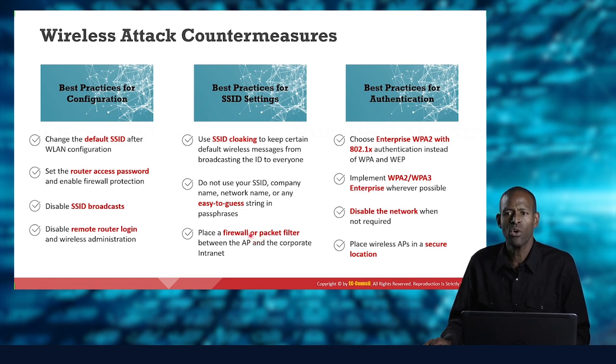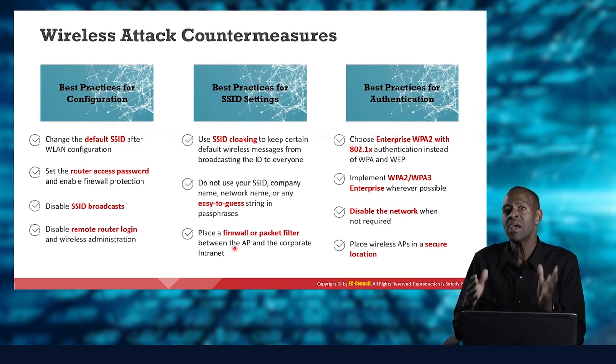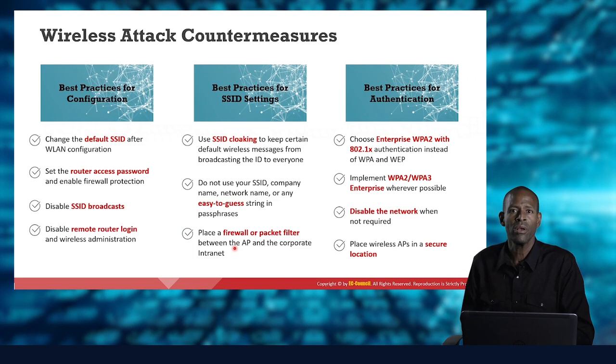And for your pre-shared key, make sure it's a passphrase, a nice long passphrase. That is, if someone captures the hashes for your Wi-Fi access point, they'll have a very difficult time cracking that. Put a firewall packet filter between the AP and your organizational intranet. You don't want them jumping right from your access point into your network. You want to check those packets.